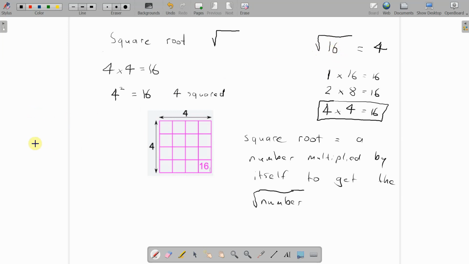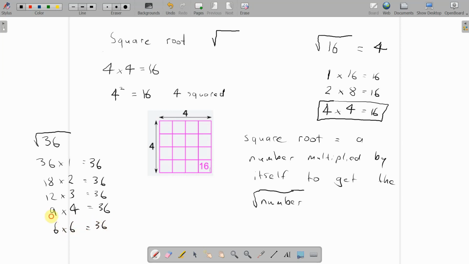Let's do a few more examples. Let's do this one. Let's go 36 times 1, 18 times 2, 12 times 3, 9 times 4. All of these equal 36. But we haven't found our square root yet. What's the next one up? 5 we can't do. 6 we can. 6 times 6 equals 36. And so we've got a square root. Square root of 36 is the number when you multiply it by itself equals 36. So square root of 36 is 6.